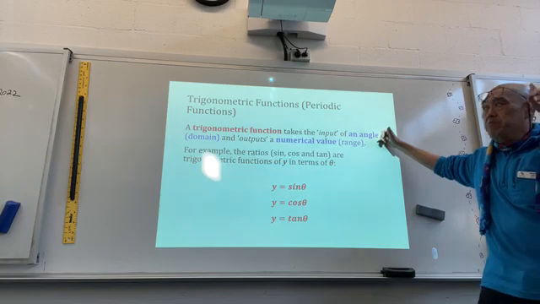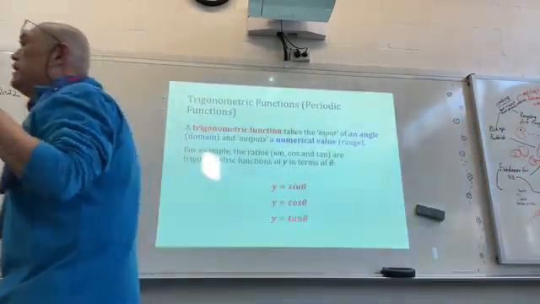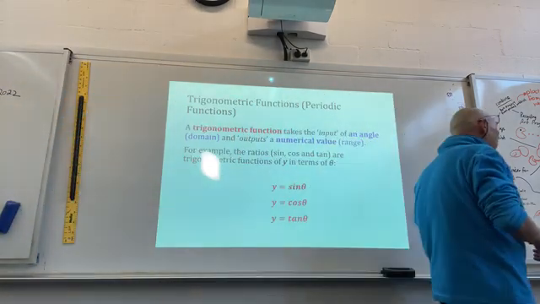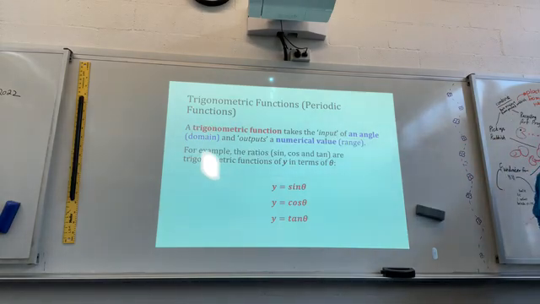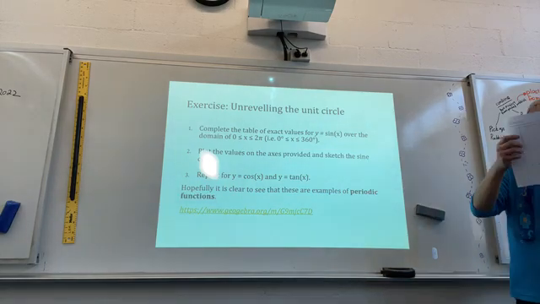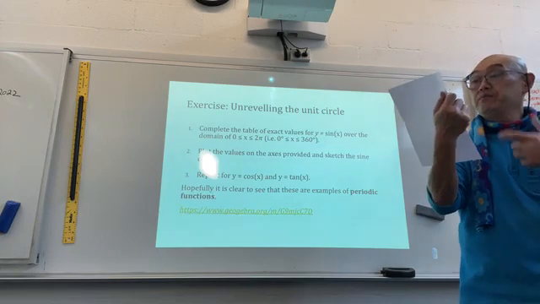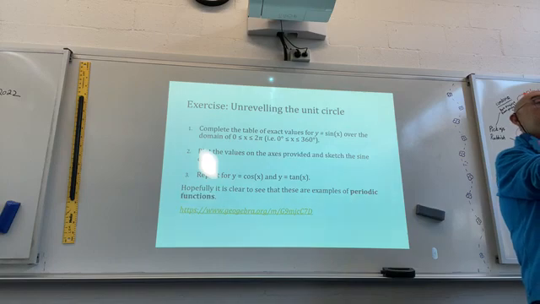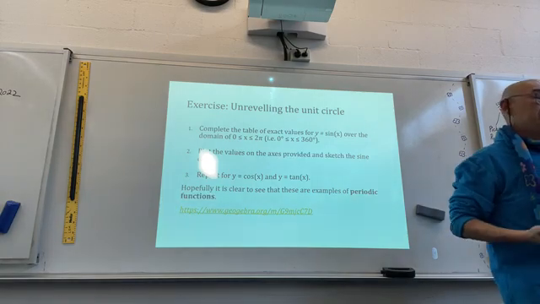So keep in mind for a trig function, the domain is an angle. Could be in terms of pi, could be in terms of degrees, radians or degrees. So therefore, we can do y equals sine theta, y equals cos theta, or y equals tan theta. Now, in your handout, I have given you a worksheet where I would like you to use your unit circle. Think about the angle in radians, and then think about your cos, your sine, your tan.